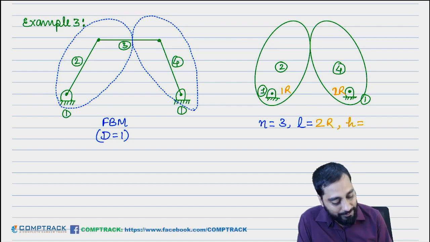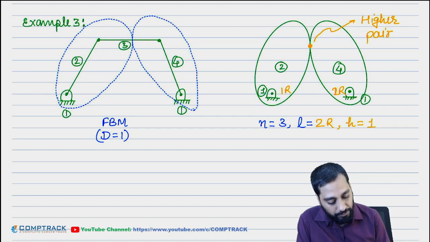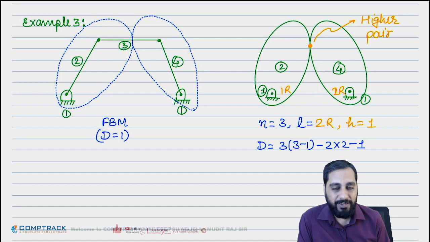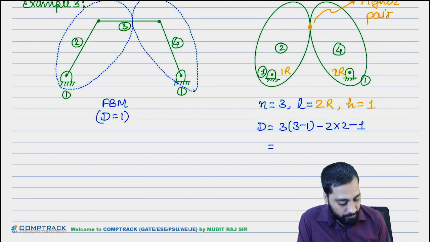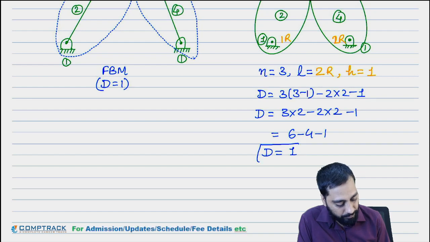How many higher pairs? This time there is a higher pair also. This is the higher pair. Yes or no? So higher pair is equal to 1. So what will be the degree of freedom? 3n minus 2L minus H, and there is no redundancy, so no need. So here we take 3 into 3 minus 2 into 2 minus 1. 9 minus 4 minus 1, again its degree of freedom will be 1.